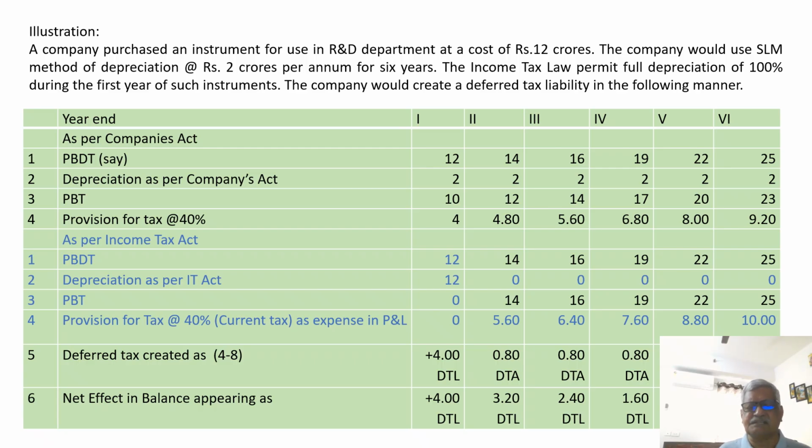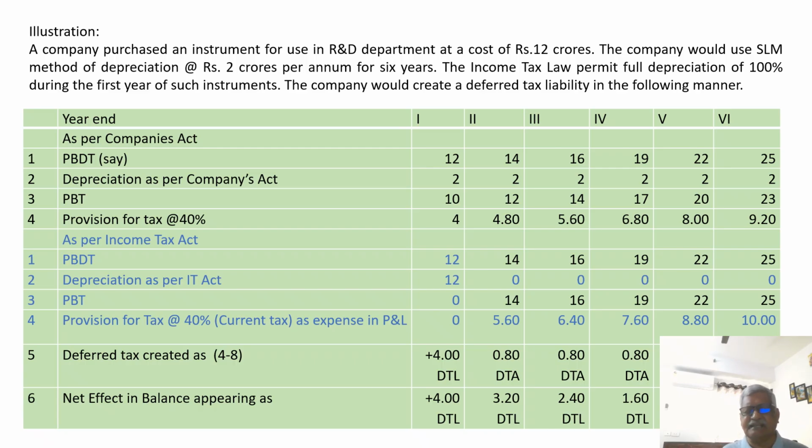The profit before depreciation and taxes is 12 crore, 14 crore, 16 crore, 19 crore, 22 crore and 25 crore. Depreciation as per IT Act, in the first year itself, 12 crore is written down. So for the balance years, the depreciation is 0. Now the profit before tax will be 0 in the first year, 14 crore, 16 crore, 19 crore, 22 crore, 25 crore in subsequent years. So provision for tax at the rate of 40% works out to 0, 5.60, 6.40, 7.60, 8.80 and 10 crore.